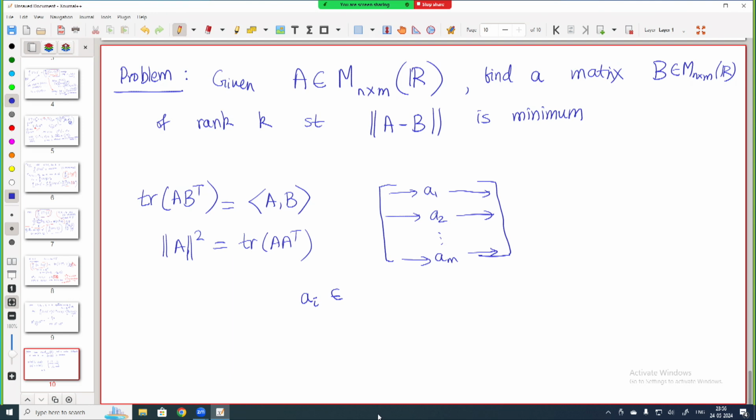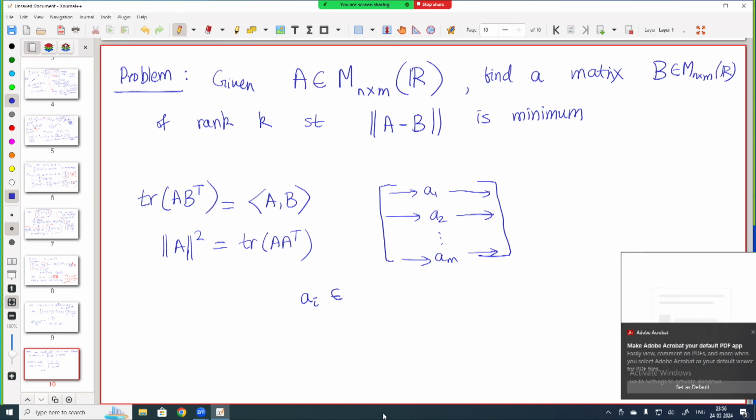Sorry, give me a second. So let me get my n and m right here. So A transpose is R. A. I guess at some level it does not matter what I am calling n. Okay.